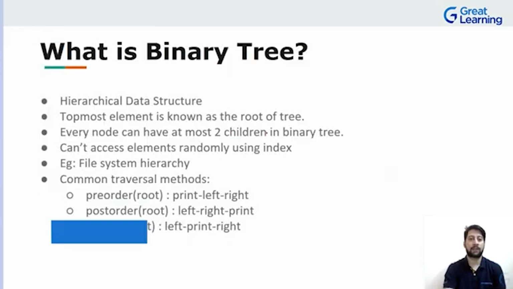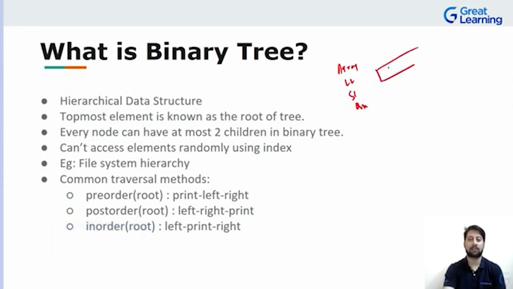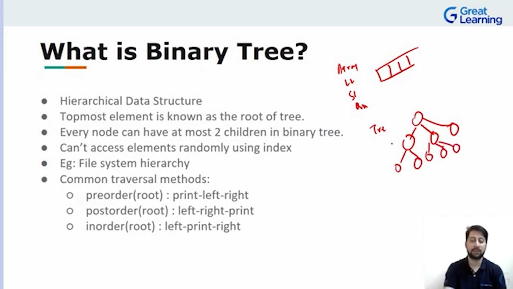Now let's talk about what a binary tree is. It is a hierarchical data structure. As we have seen, earlier data structures like arrays, linked lists, stacks, and queues were all linear data structures. But a tree is a hierarchical data structure. That means it can have one or more children. It doesn't have to be explicitly two children.